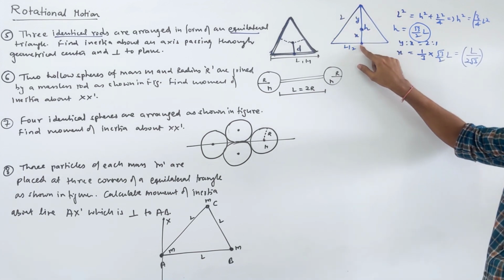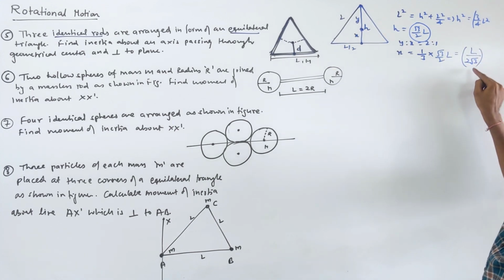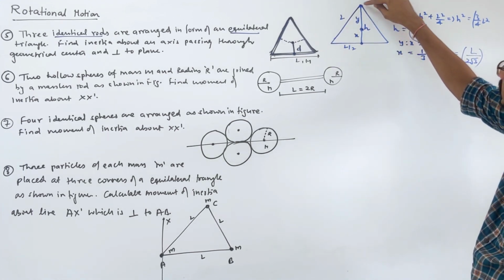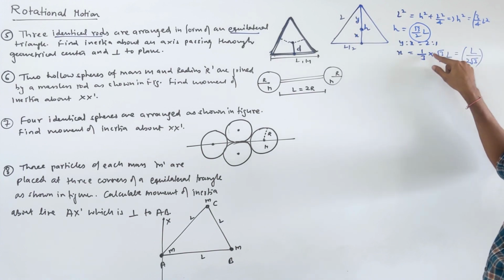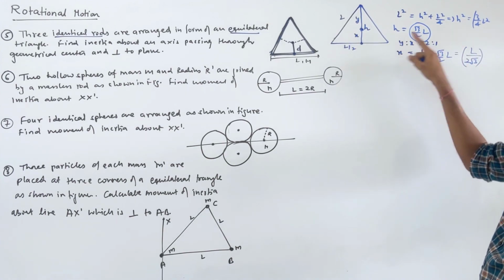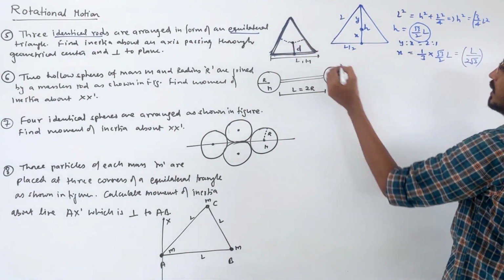So that's the distance. Remember, this X, from the middle point of any side to the centroid, is L by 2 root 3. In the same way you can find Y also, the distance from the vertex. You can write Y is equal to 2 parts out of a total of 3 parts times root 3 by 2 of L, right. So this is very important first. Okay. Now let's find the inertia due to one rod.